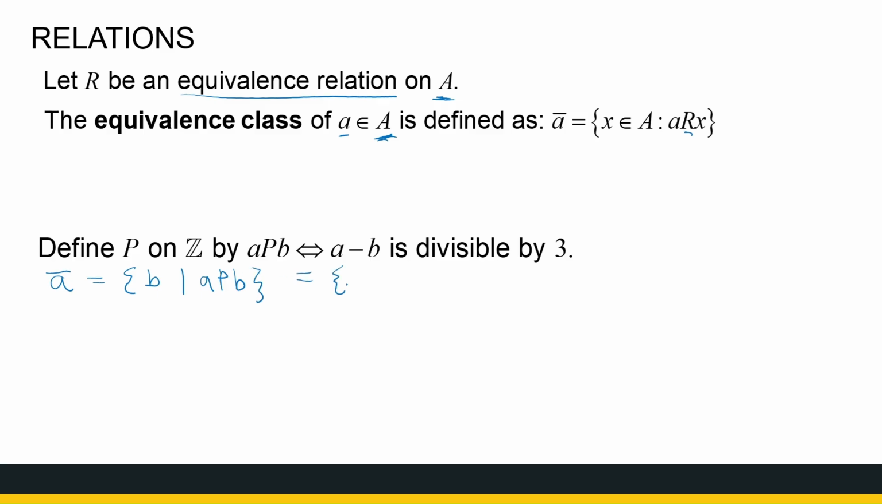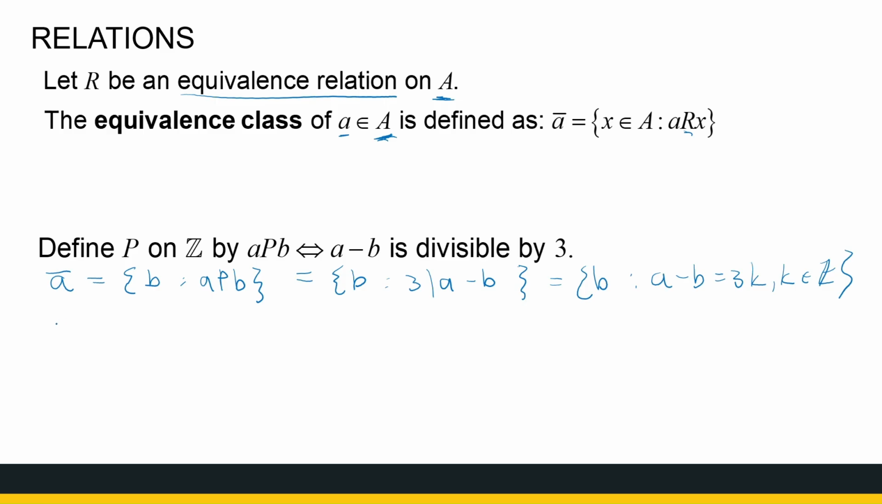So what does that look like? That's all the B's given 3 is a divisor of A minus B. All right, these symbols look the same, so let me rather use colons. What does that mean? That's all the B's given A minus B is equal to 3 times K, where K is some integer. All right, so that's what it looks like in general. It's a set of all B's that match with that A. So let's look at specifics.